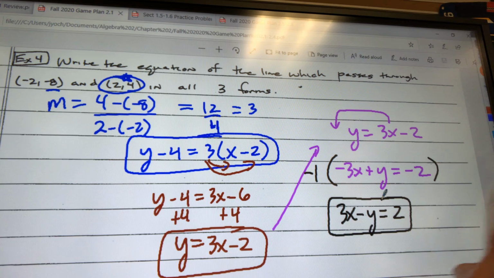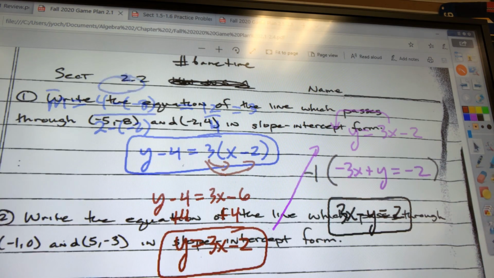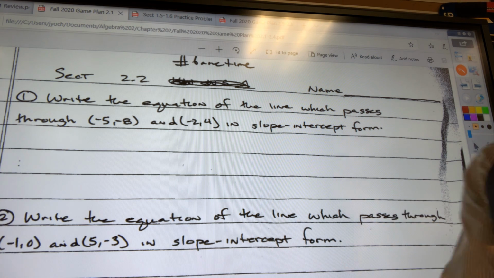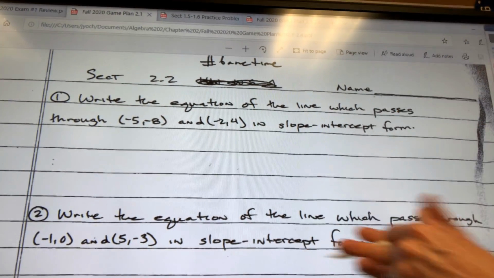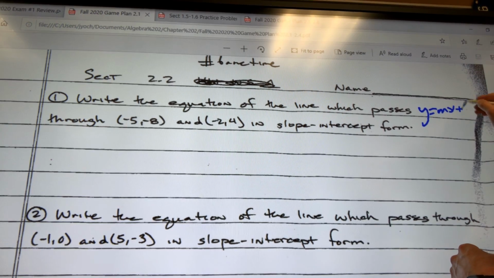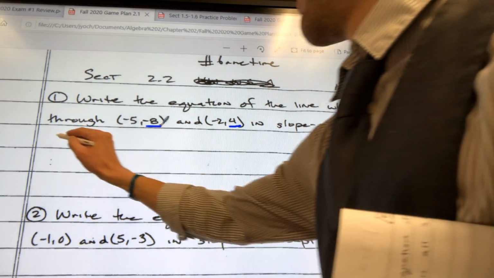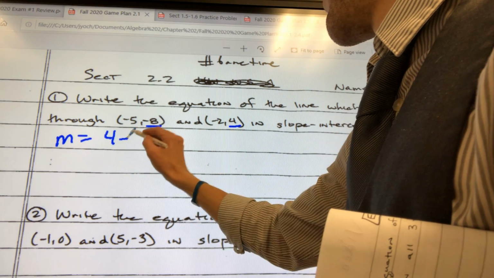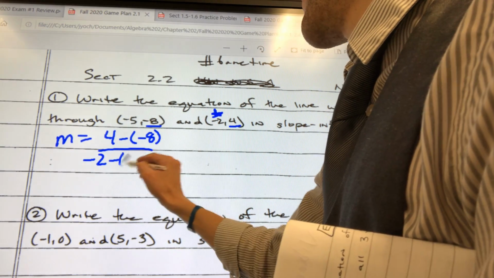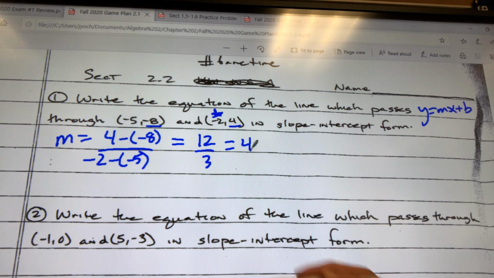All right, let's talk about page 12. On page 12, I'm going to do the odds with you. So, write the equation of a line which passes through those 2 points in y equals mx plus b form, slope-intercept form. So let's find the slope, the bigger y minus the smaller y. 4 minus a negative 8 over negative 2 minus a negative 5. 12 over 3, which is 4.